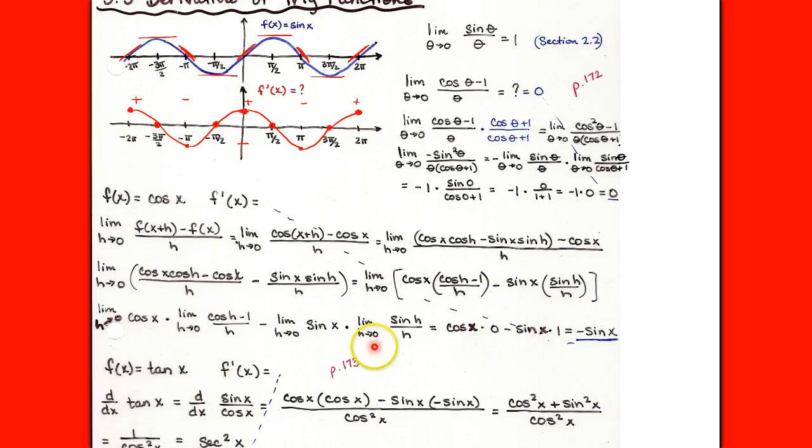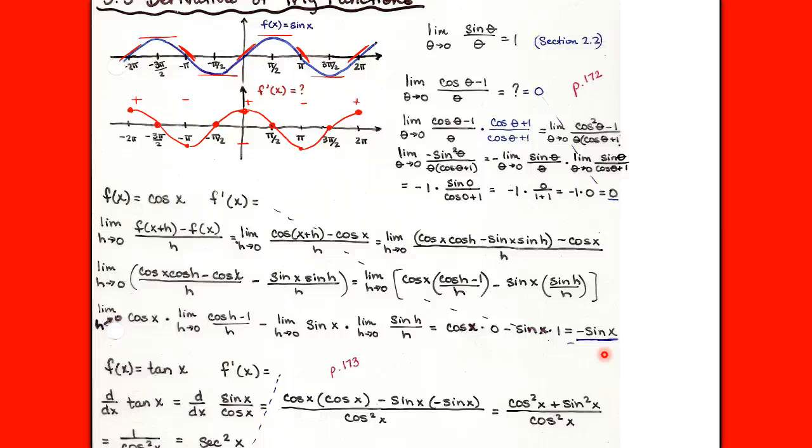So let's replace that whole thing with 1. Now we've got cosine x times 0, which is 0, minus sine x times 1, which is negative sine x. So we've just proven that the derivative of cosine is negative sine. All right? Now that I have proven the derivative of sine is cosine and the derivative of cosine is negative sine, I can use that to help me find tangent.